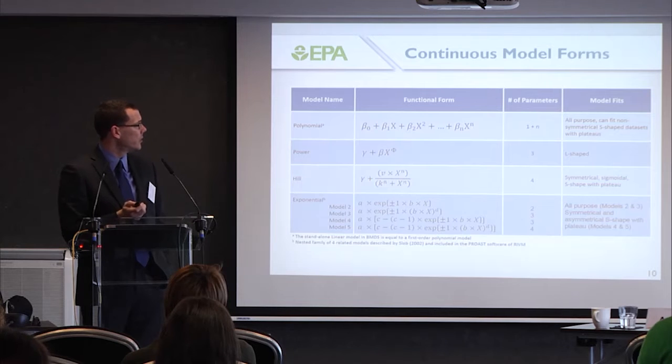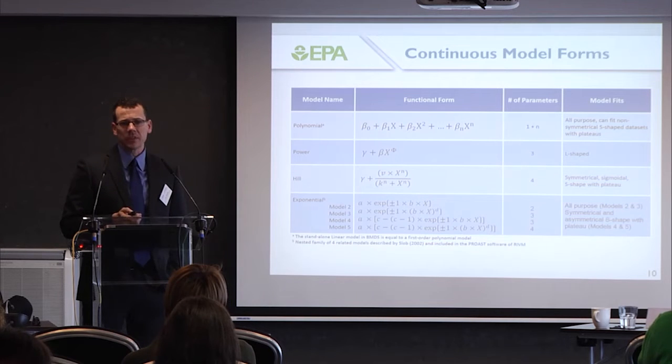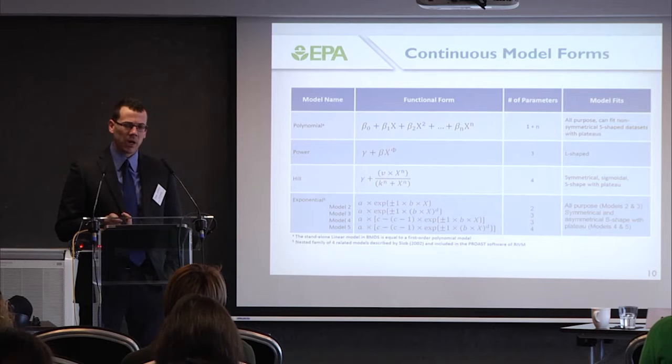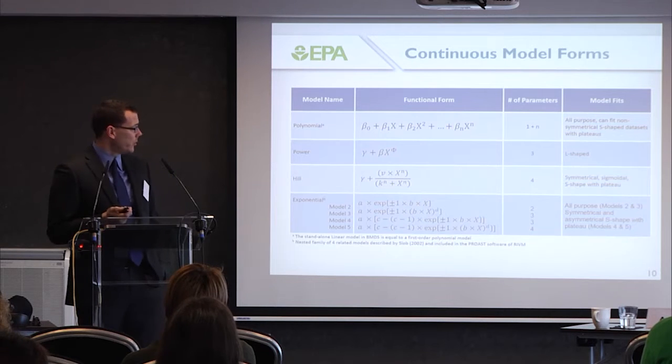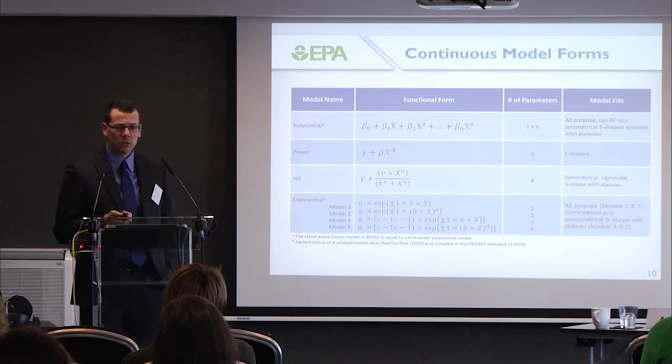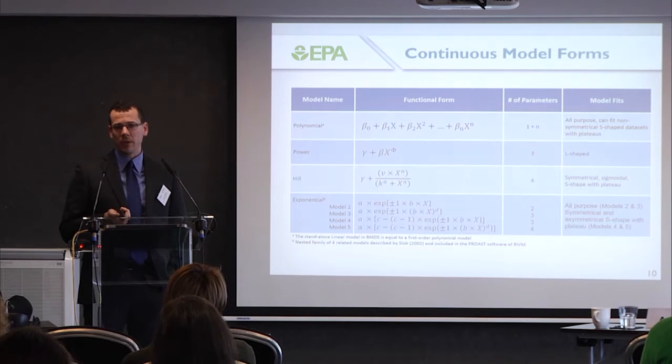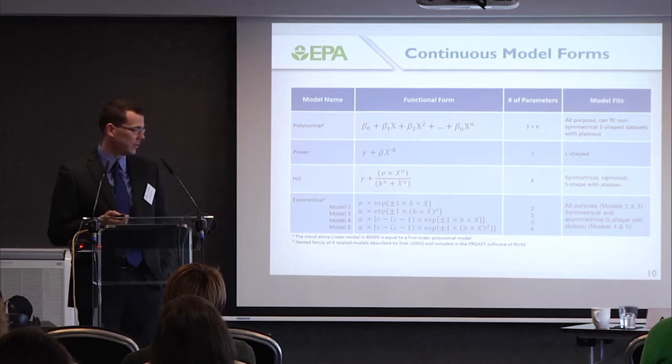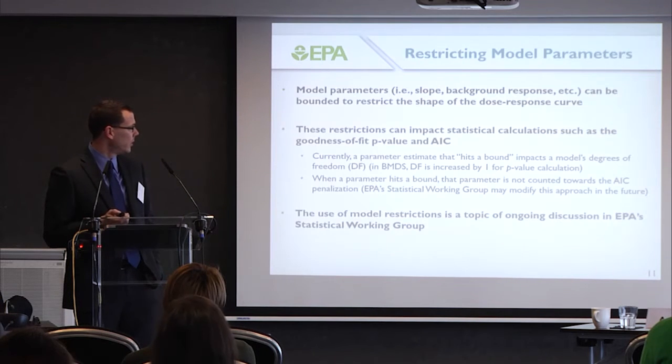The models available and recommended for continuous data differ a little bit more. In one sense, we have more models than PROST. We use the polynomial model and the power model. We use all four forms of the exponential model, but we only have one Hill model. We don't have a nested family of Hill models like PROST does. So in that respect, the continuous models are a little bit more restricted than what's available in PROST.